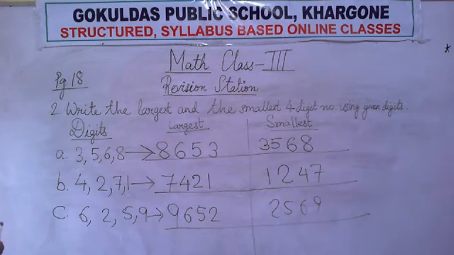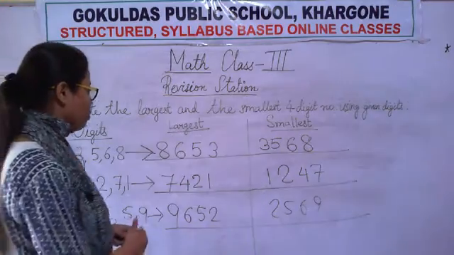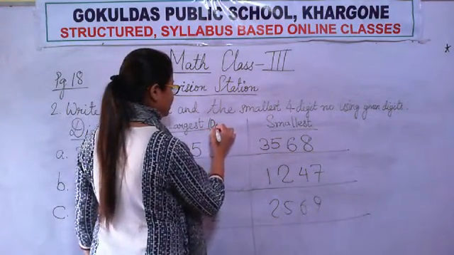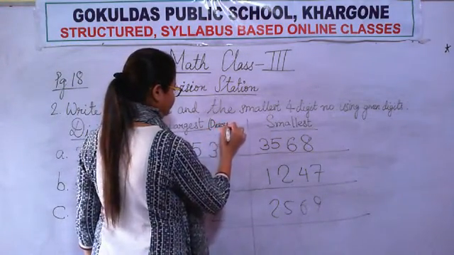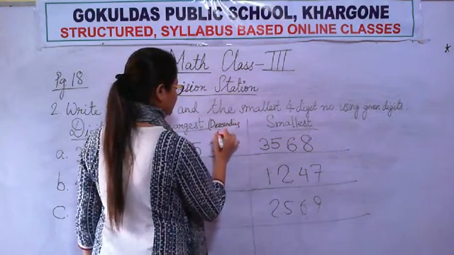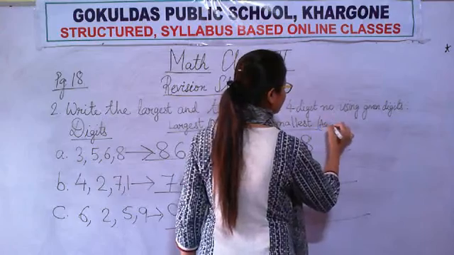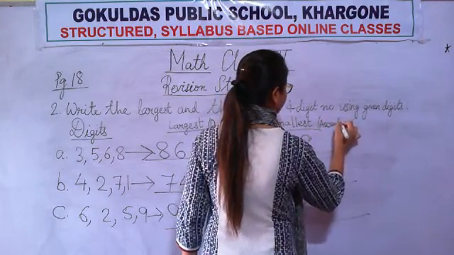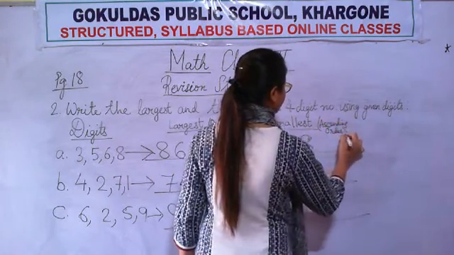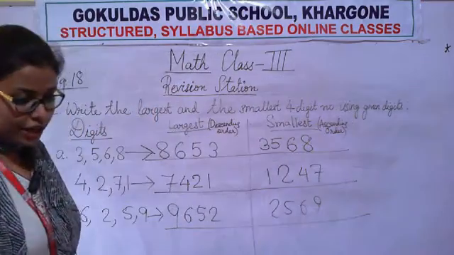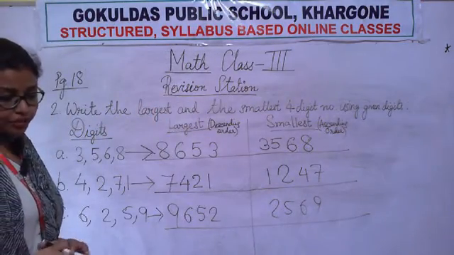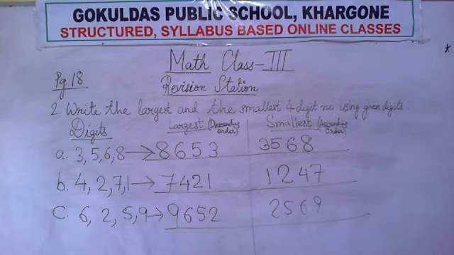Okay, I'm again repeating what we have done. We have arranged the digits from largest to smallest and smallest to largest. Here, descending order. What will we follow? Descending order. And here what? Ascending order. So we have done question number 2. We will move to question number 3, place value and face value.